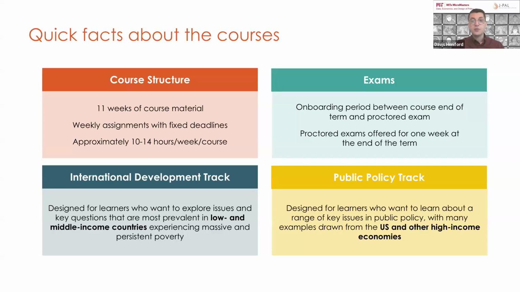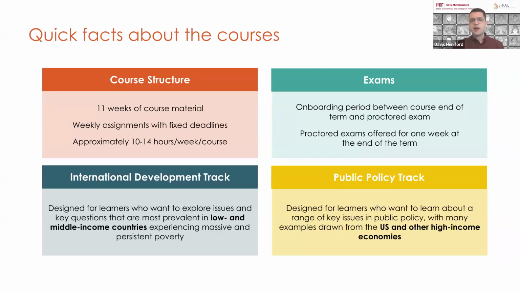All right, I'll also talk now about the 2 tracks we offer and a little bit about how they differ. So first, we've got the International Development track. It's designed for learners who want to explore issues and key questions that are most prevalent in low and middle income countries, experiencing massive and persistent poverty. The public policy track is designed for learners who want to learn about a range of key issues in public policy, with many examples drawn from the US and other high-income countries.